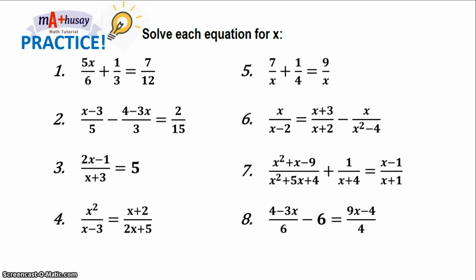Please pause the video at subukan ninyong isolve ang mga equations na ito. Kapag tapos na kayo, type your answers in the comments section.